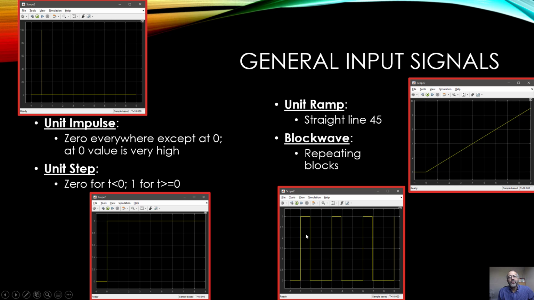And one that also often occurs is the block wave. But you have seen that, I suppose, and that has a regular up and down rhythm. Could be used for pulse width modulation, for example, or other purposes.